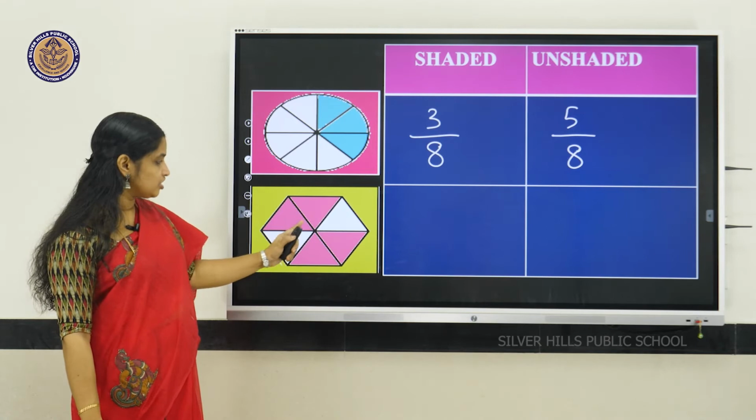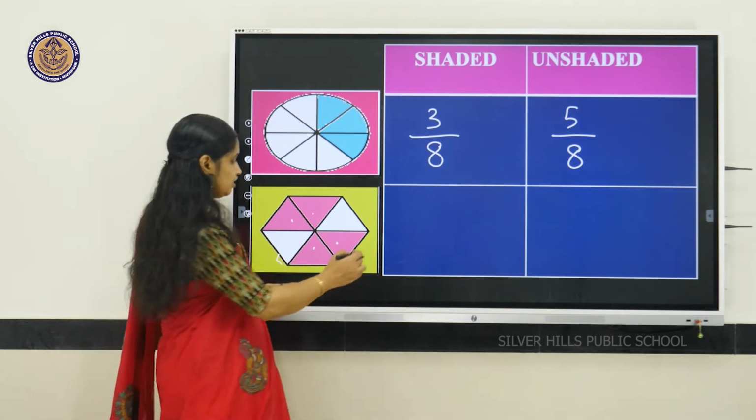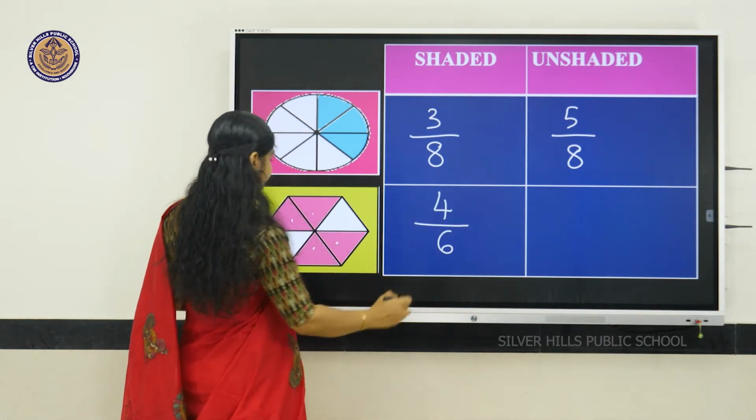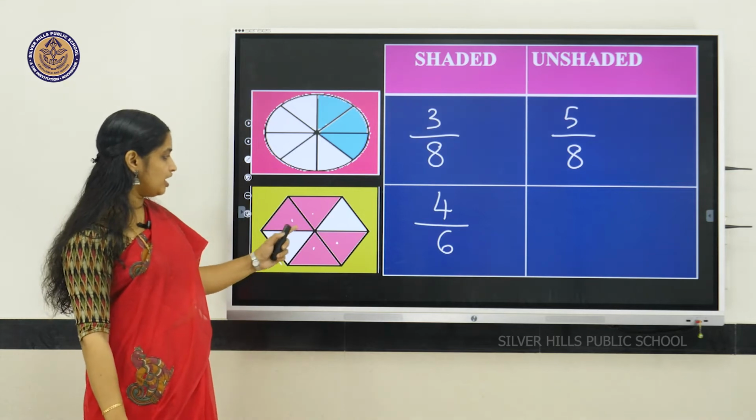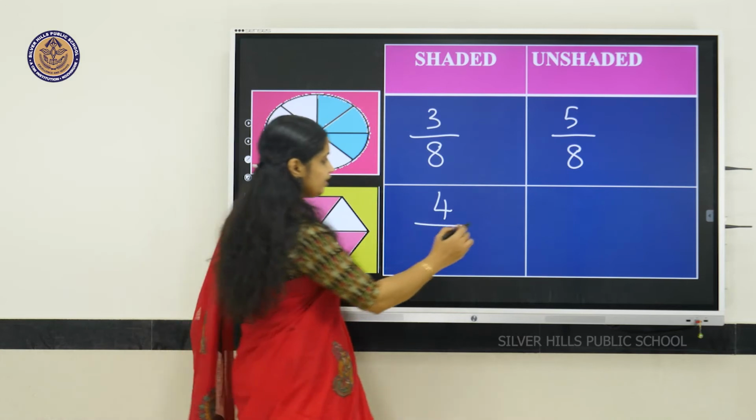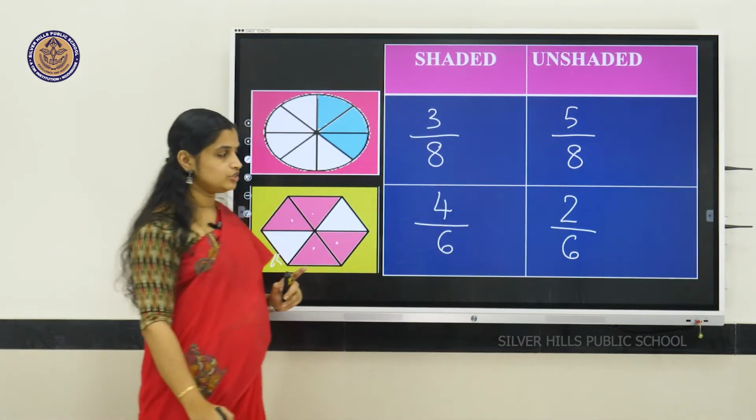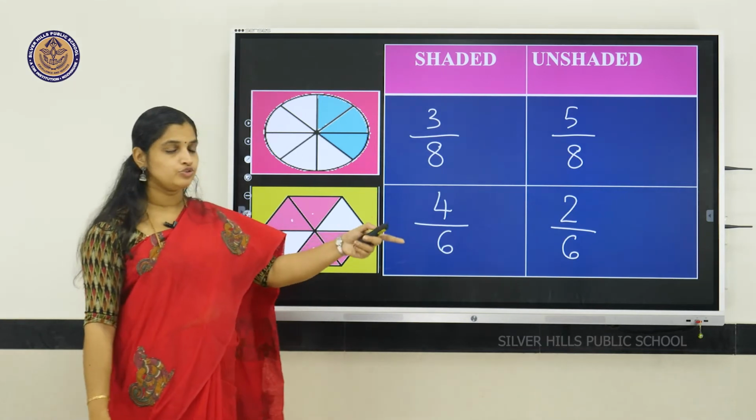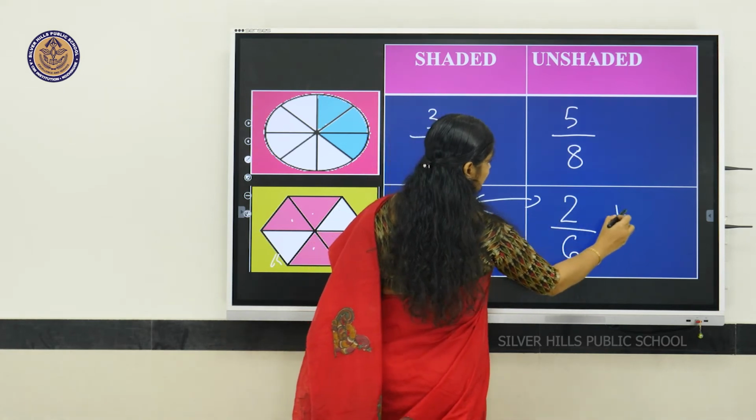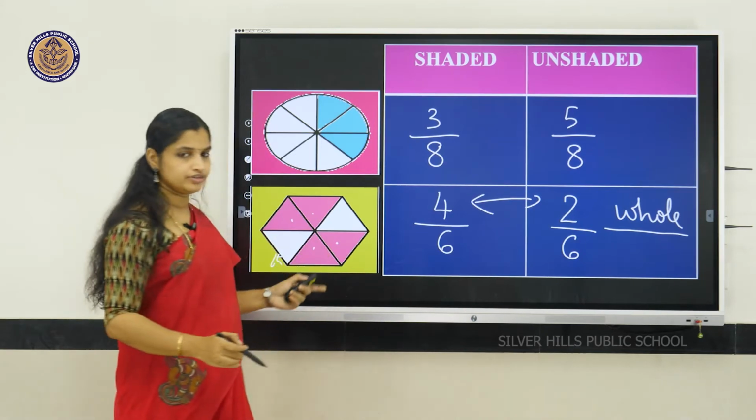Next, this figure is divided into 1, 2, 3, 4, 5, 6 equal parts. And how many parts are shaded here? 1, 2, 3, 4 parts are shaded. So we can write the fraction as 4 out of 6. And what about the unshaded part? 1, 2 parts are unshaded. So we can write the unshaded part as 2 by 6. So when we combine 4 by 6 and 2 by 6, we'll get the whole figure.